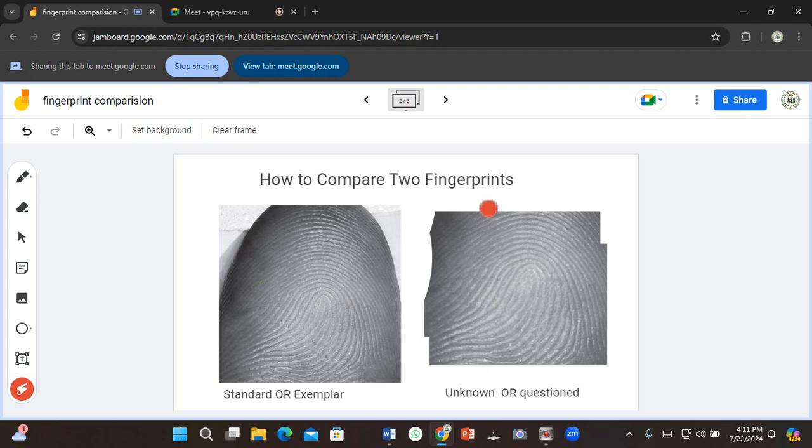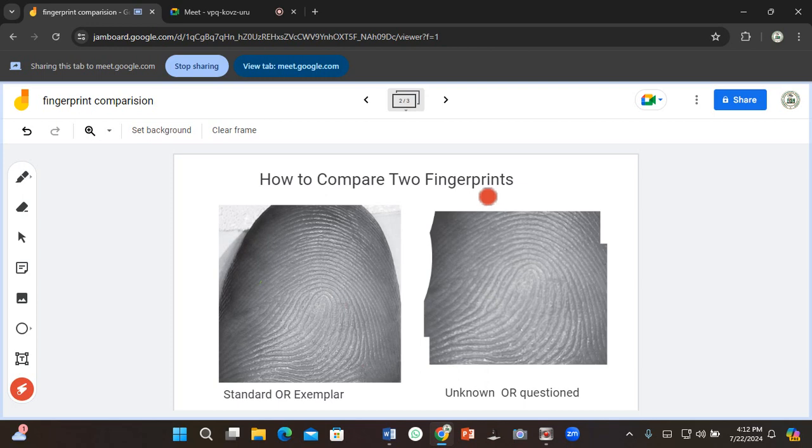Now, you have to compare prints. When you have to compare, maybe you have questioned or unknown. The questioned or the unknown is the one that you don't know who deposited it there. Maybe at the crime scene, you don't know. You just saw that one. We lifted it because it's a questioned or unknown fingerprint that you suspect the suspect left behind. Now, you have exemplar.